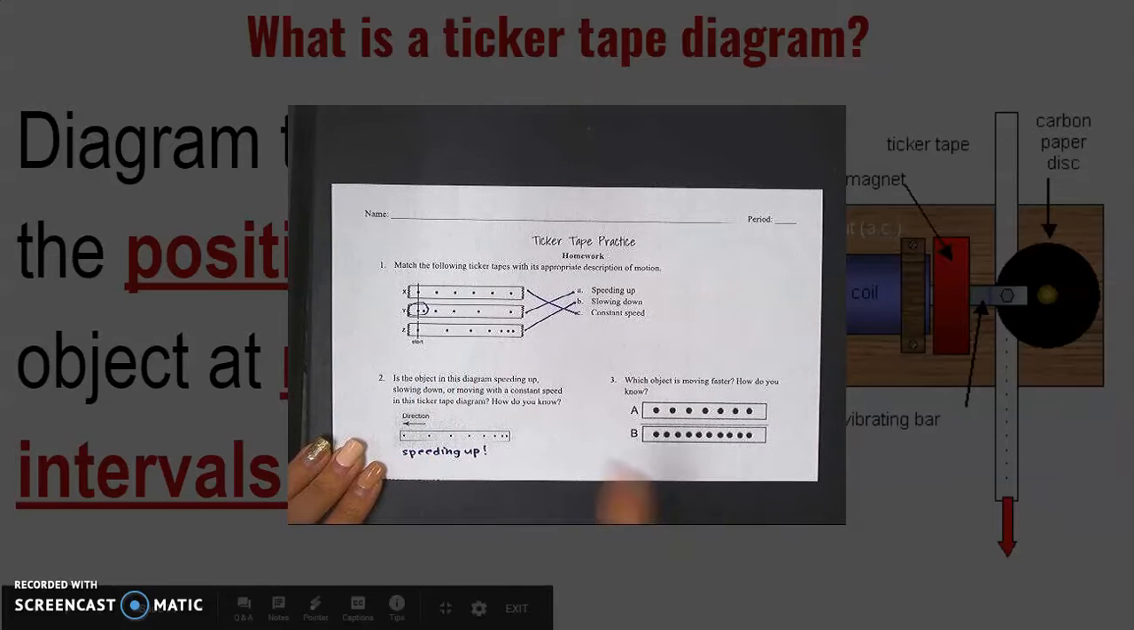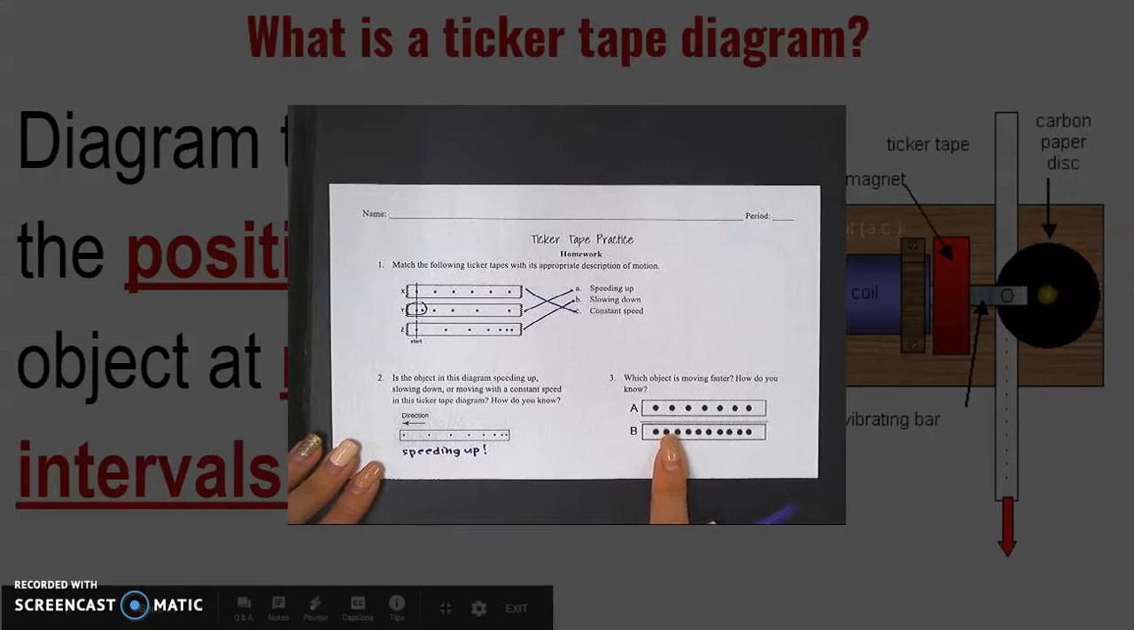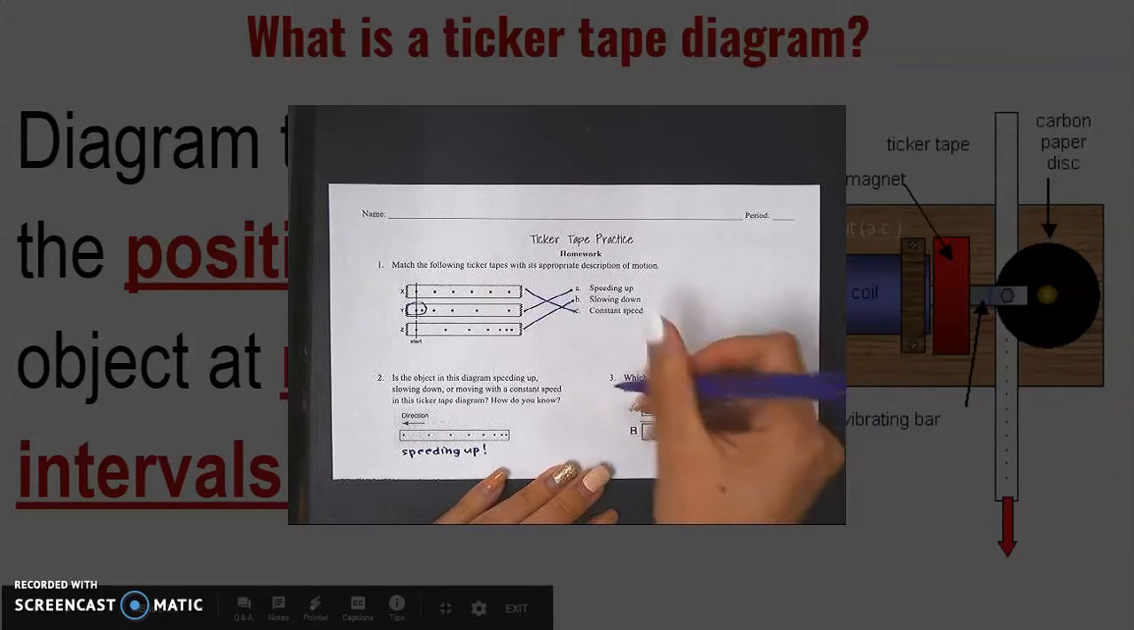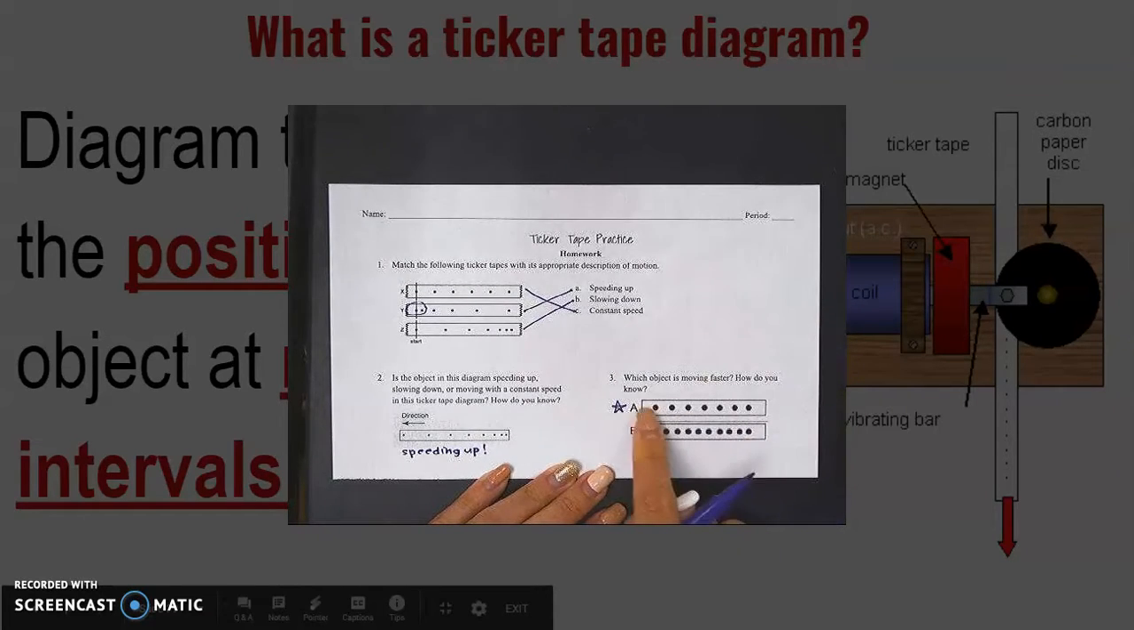Again, the reasoning is dots start off closer together. That's a slow speed. They get further apart, so it's moving faster at the end. Number 3, which object is moving faster, and how do you know? Well, as you know, the closer the dots are together, the slower the object is, because it's not covering as much distance per time interval. So knowing that, A must be traveling faster because the distance between the dots is further than the distance between the dots in B. It's covering more distance per time interval.